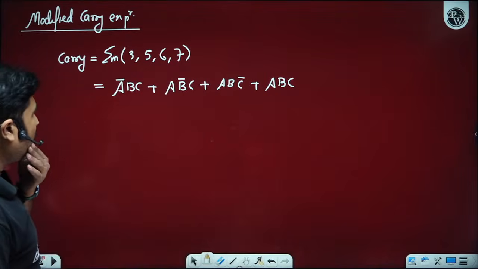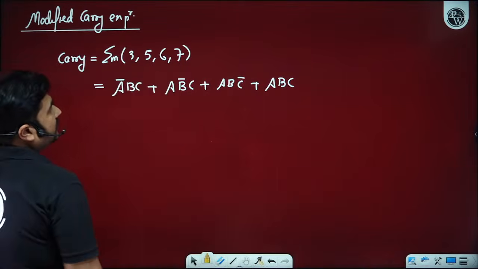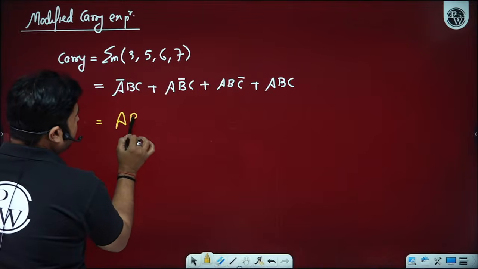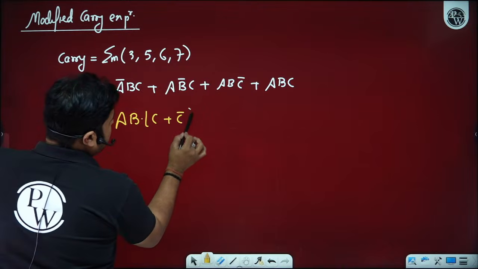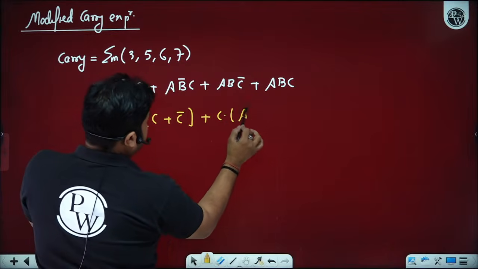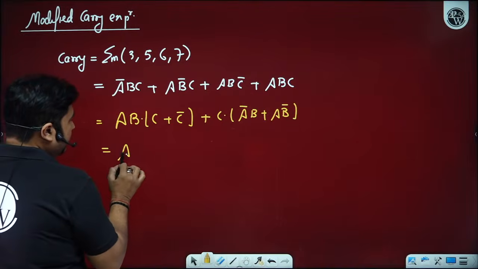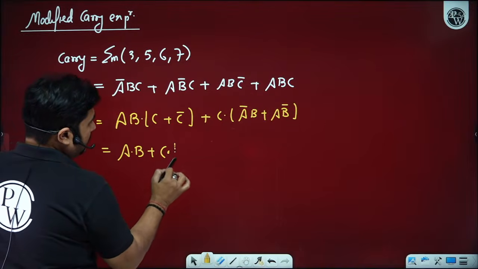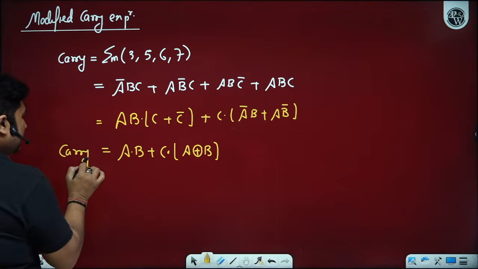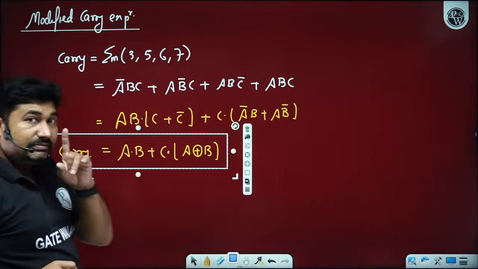Now, if you observe the second and last terms, what is common? We have AB common, with C plus C bar remaining. And if you observe the second and third terms, we have C times A bar B plus A B bar. Then you can write AB plus C dot (A XOR B). Can I write like this? This is a modified carry expression. Can I write like this? This is not the minimized expression.